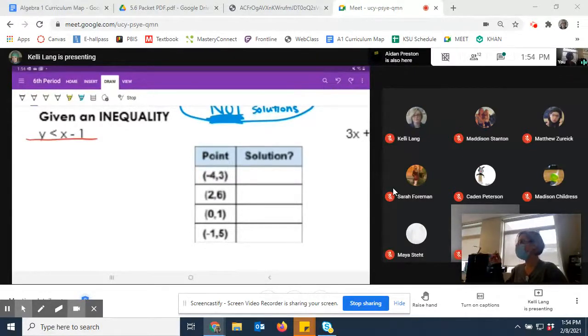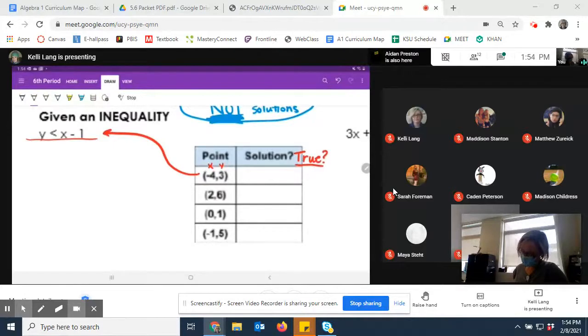So another word for a solution, I alluded to this at the very beginning of class, is something that makes your equation true. So if we look at each of these points, starting with -4, 3, this is an x value and this is a y value. If we take this x and this y and plug them into our equation, if it gives us a true statement, then it's a solution. We're looking for truth here. So let's take this point, -4, 3, and try that out.